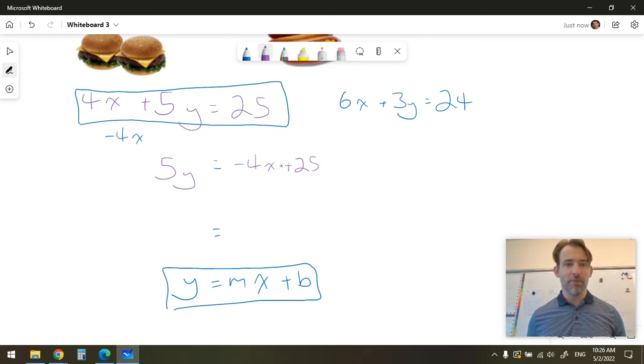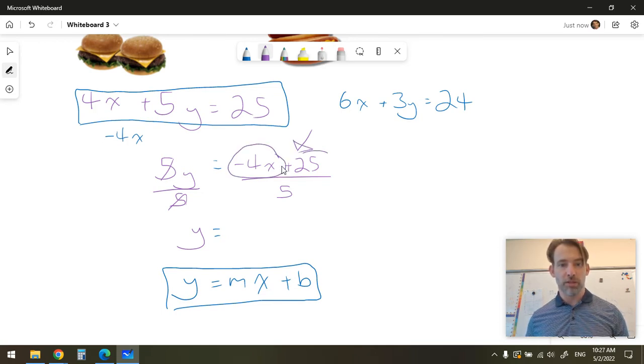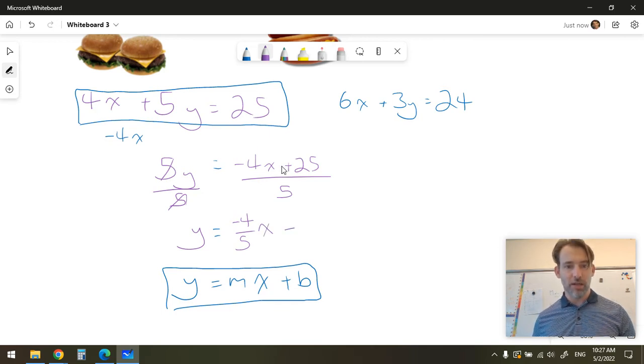Now, last thing to do is I don't want the price of 5 hamburgers. I want the price of 1 hamburger. So in order to clear that 5, I use the opposite of multiplication, which is division. 5 divided by 5 is just 1. And so I'm just left with y on that side of the equation. And then over here on this side, I just need to make sure to divide both terms by 5. That's one term, that's another term, connected by addition or subtraction, okay? So, negative 4 over 5, no way to simplify that except as a decimal, so I'm going to leave it as negative 4 over 5x plus 25 over 5.